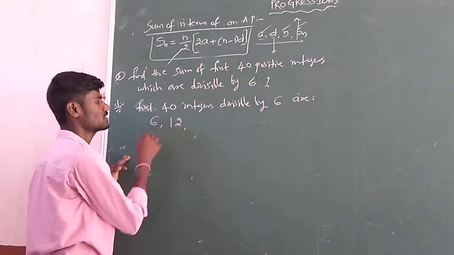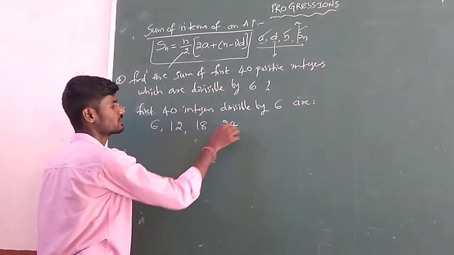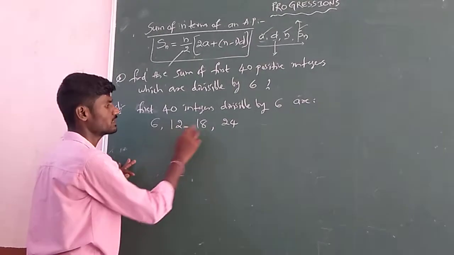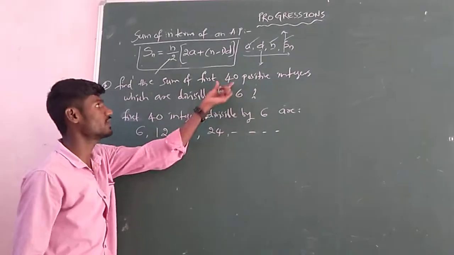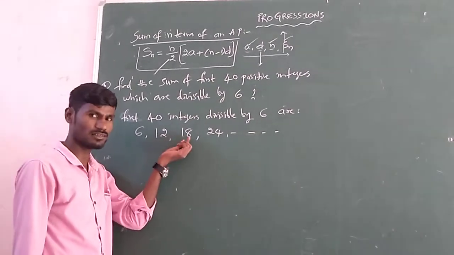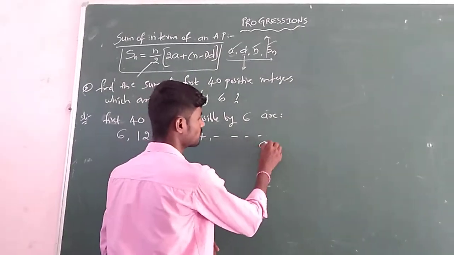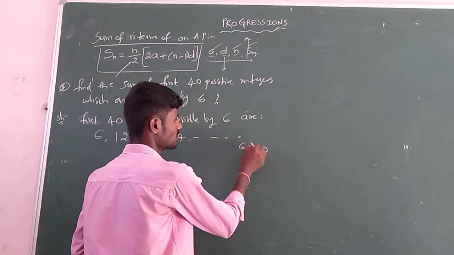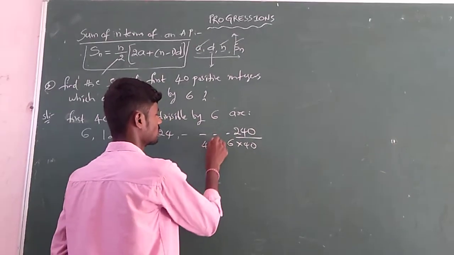Next one, 6 twos, means 6 2 jar, next 6 3 jar, 6 4 jar, like that. So 6 2 jar 12, 6 3 jar 18, 6 4 jar 24. Like that, up to how many are they asking? 40. The first one is 6 into 1, second one 6 into 2, third one 6 into 3. Like that, the 40th one is 6 into 40. What is that result? 6 4 jar 24, so this is the 40th result.